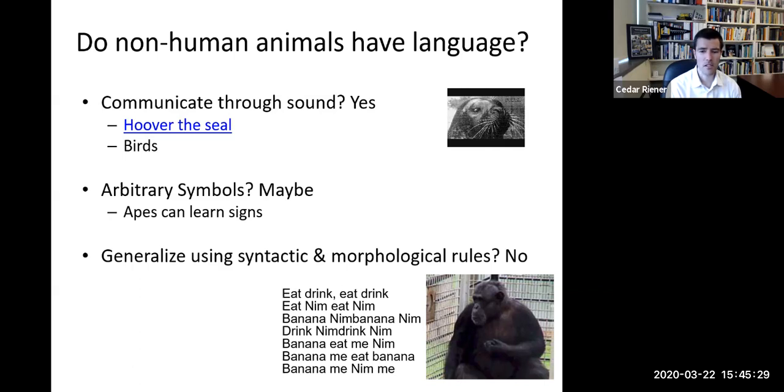However, Hoover had been listening to the Maine lobsterman and had learned how to express some sounds similar to the ones that he had heard. Here is some sounds of Hoover the seal.